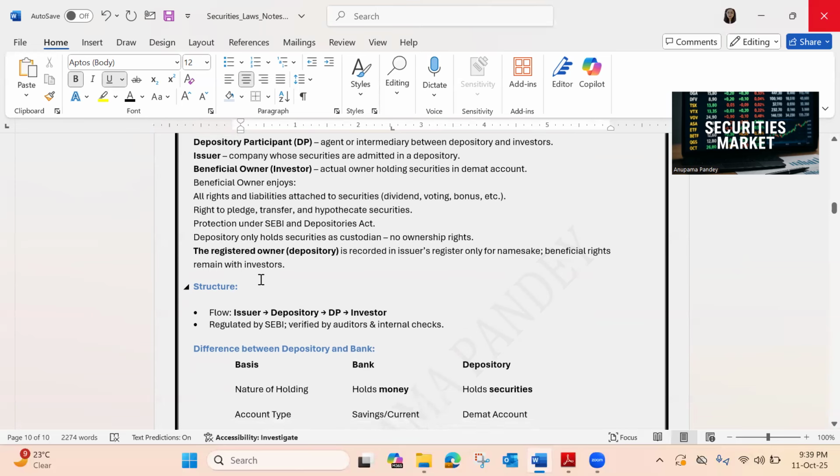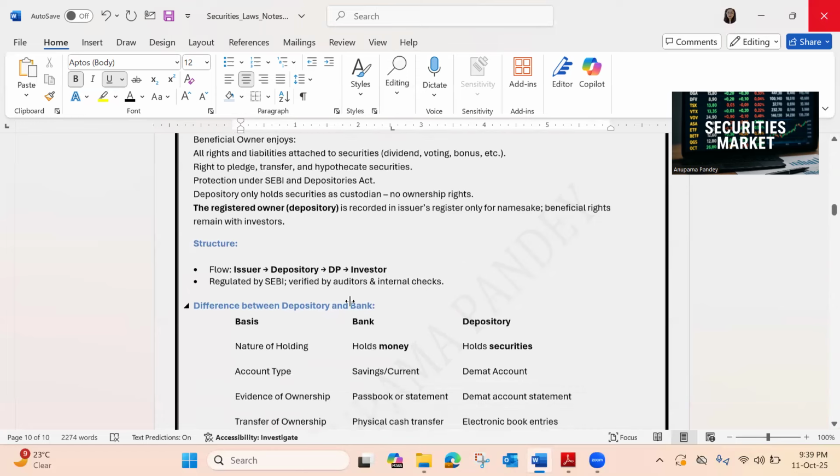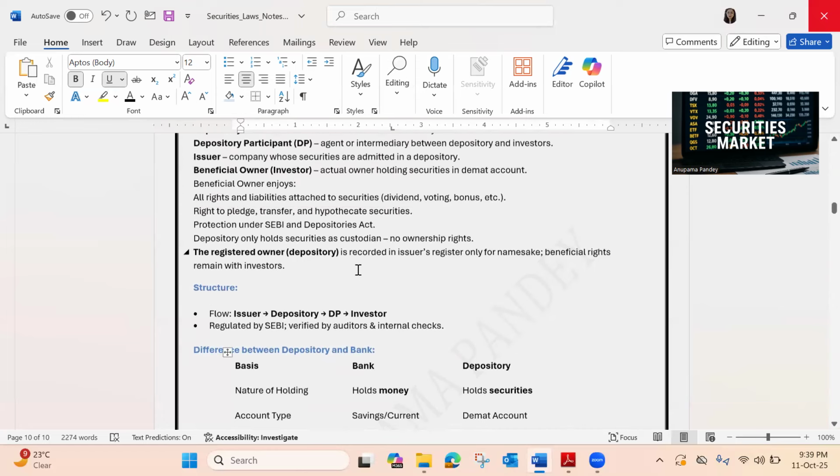Registered owners: who are the registered owners? The depository is the registered owner whose name is entered in the register of members of the company. So the depository is recorded in the issuer's registers only for namesake. Beneficial rights remain with the investors. Why so? Because if the name and details of every investor are recorded in the register of members, it will become so bulky. That is why all the data is held with the depository, and in the register of members of the issuer, the name of the depository is mentioned as the member or shareholder.